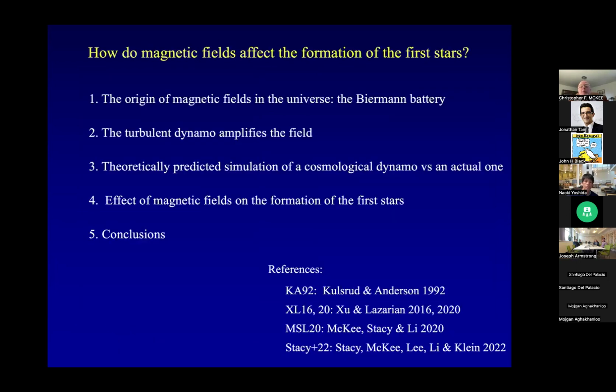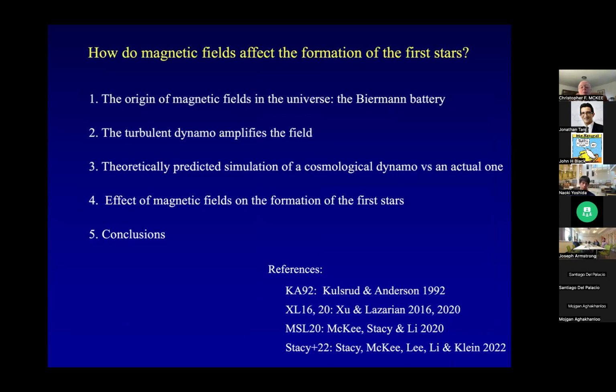So how do magnetic fields affect the formation of the first stars? This is an outline of my talk. First, I'm going to talk about the origin of magnetic fields in the universe, focusing on the Biermann battery. Then discuss the turbulent dynamo, which amplifies the field.